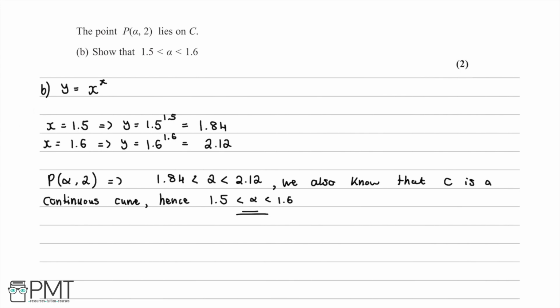So there were 2 marks available in this question, and we receive our initial mark for substituting in both our values 1.5 and 1.6 into our formula and coming out with 1.84 and 2.12, and we then receive our second mark for stating this bit here about the y values being below and above 2, and then having a concluding statement and concluding the correct required form of alpha is between 1.5 and 1.6.